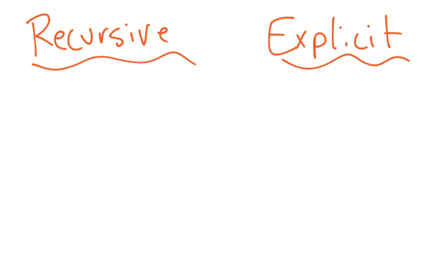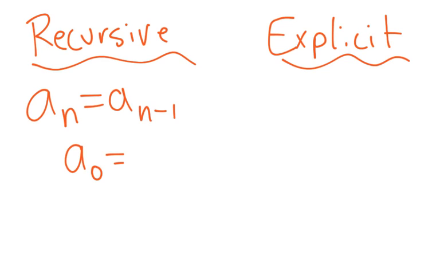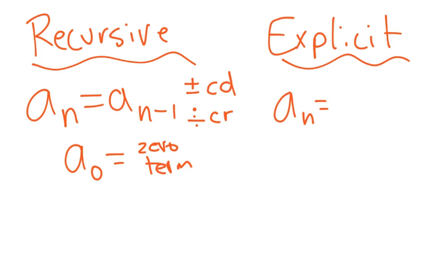Okay, so remember, recursive, we go a sub n equals a sub n minus 1. We have a sub 0 equals. The a sub 0 is that 0 term, or that start, and then a sub n equals a sub n minus 1. If it's arithmetic, we're adding or subtracting the common difference, and if it's geometric, we're multiplying or dividing by the constant ratio. With the explicit, we like to start with a sub n as well, which I've talked about in other videos, how there's other ways we can write that, like f of n or f of x or y. All those would work.